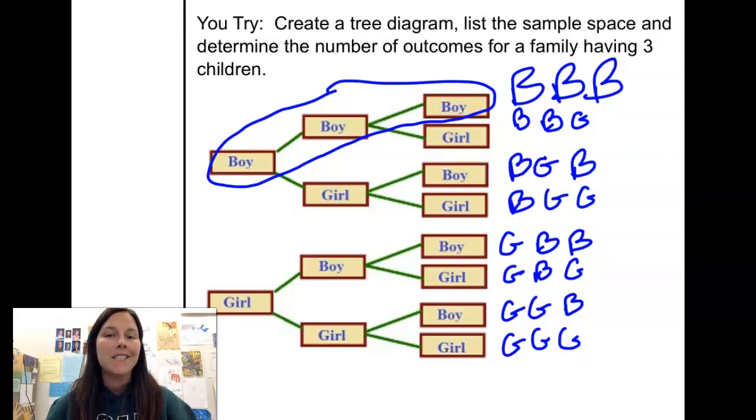Now some of these might seem like they're the same. There's 2 girls and a boy, but as you know, if you have siblings, the order in which you are born does matter. So if the oldest is a girl versus the youngest being a girl, those are 2 different families. So we ended up with a total of 8 different possibilities for families of 3 children.